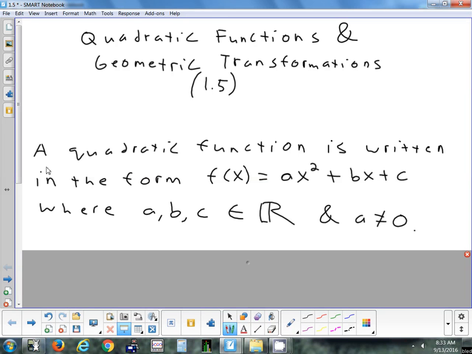Because if you make a 0, what's 0 times anything? 0. Now you just wipe this term out. You don't have a quadratic anymore. Now you have a linear function, bx plus c. So that's the form you usually see a quadratic function written in.